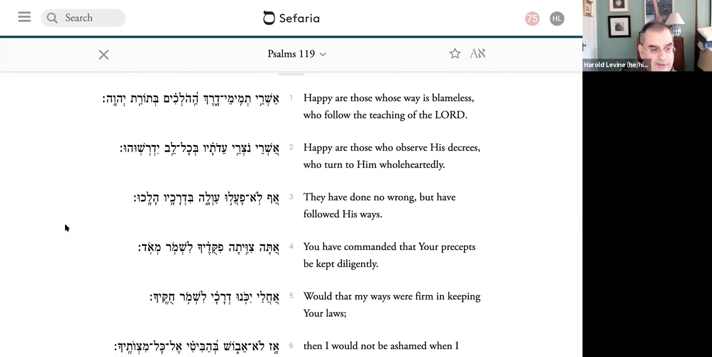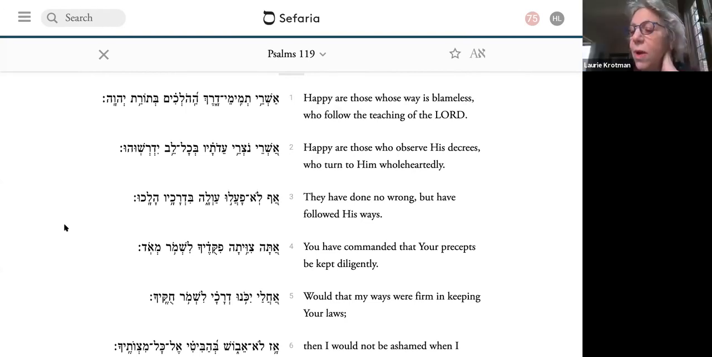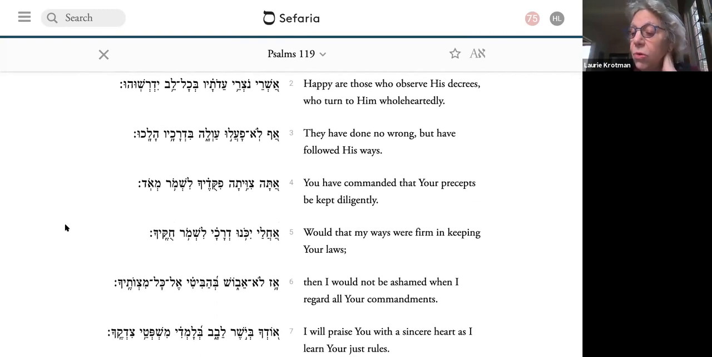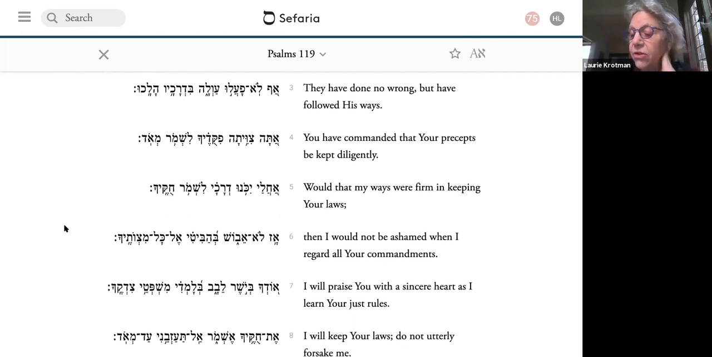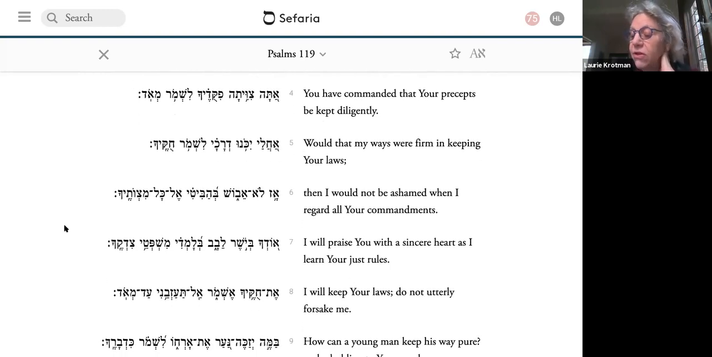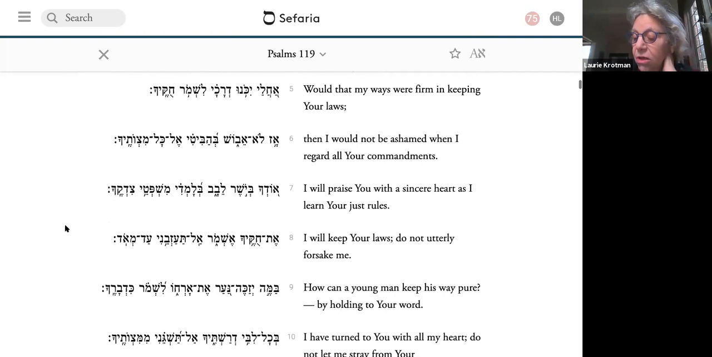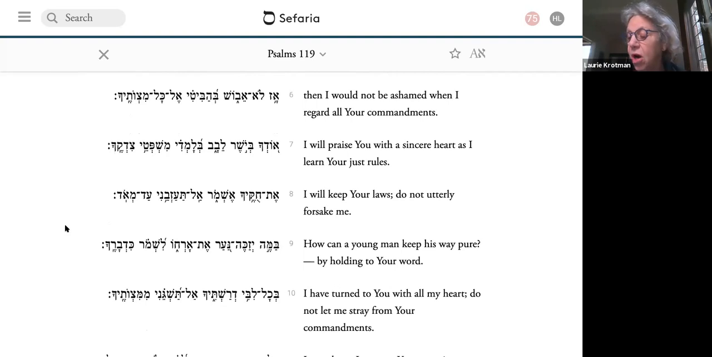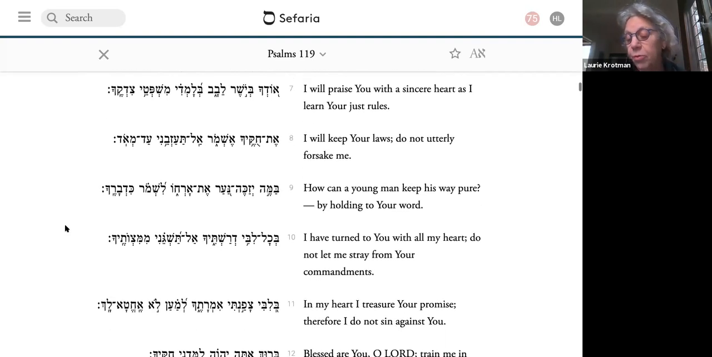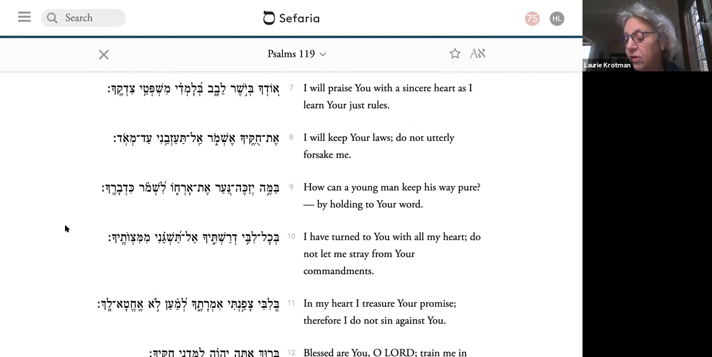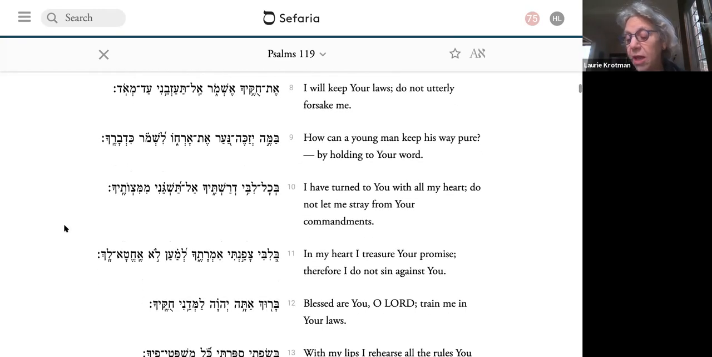All right, Lori for Aleph and Bet. Happy are those whose way is blameless, who follow the teaching of the Lord. Happy are those who observe his decrees, who turn to the Lord wholeheartedly. They have done no wrong, but have followed the Lord's ways. You have commanded your precepts be kept diligently. Would that my ways were firm in keeping your laws. Then I would not be ashamed when I regard all your commandments. I will praise you with a sincere heart as I learn your just rules. I will keep your laws. Do not utterly forsake me.